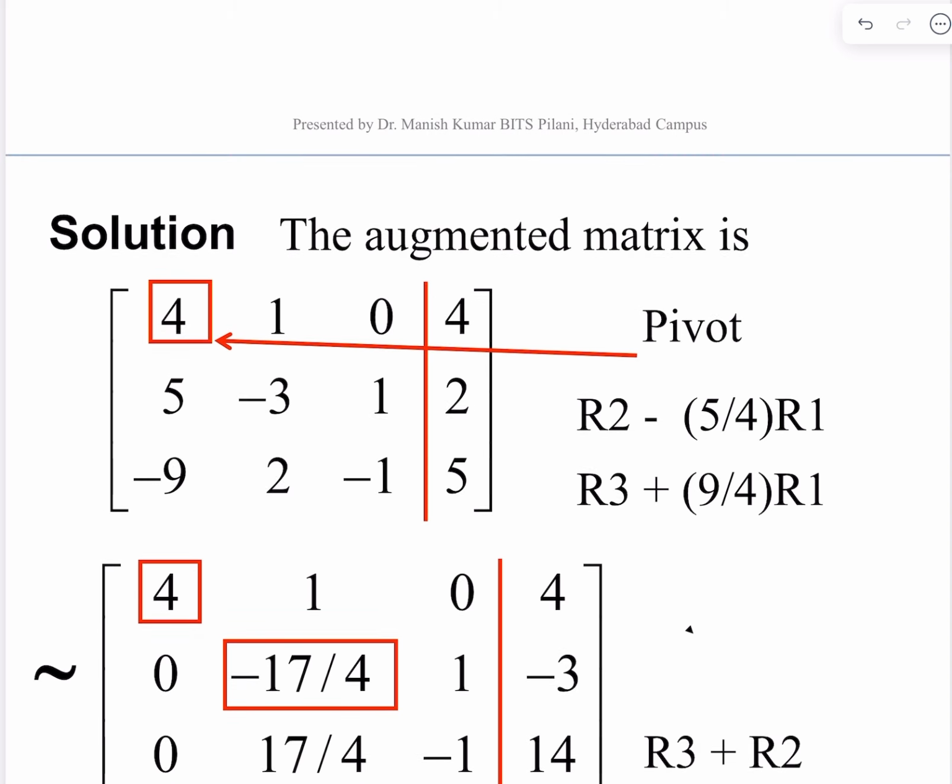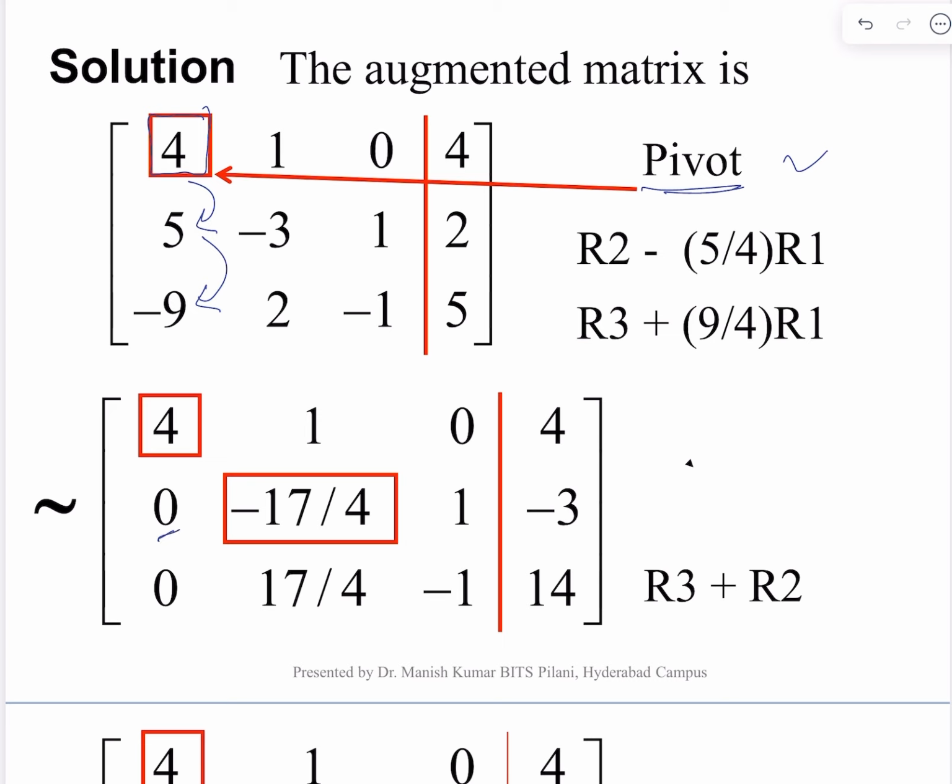So what will happen? The first non-zero entry is 4. This is called the pivot. Then I have to make the entries below the pivot 0, right? To make them 0 below the pivot entry, what operation do I need to perform? R2 minus 5 by 4 times R1, and R3 plus 9 by 4 times R1, right? So I will have the zeros here. Similarly, the operation is applied on each row as usual, so we get the rows like this.